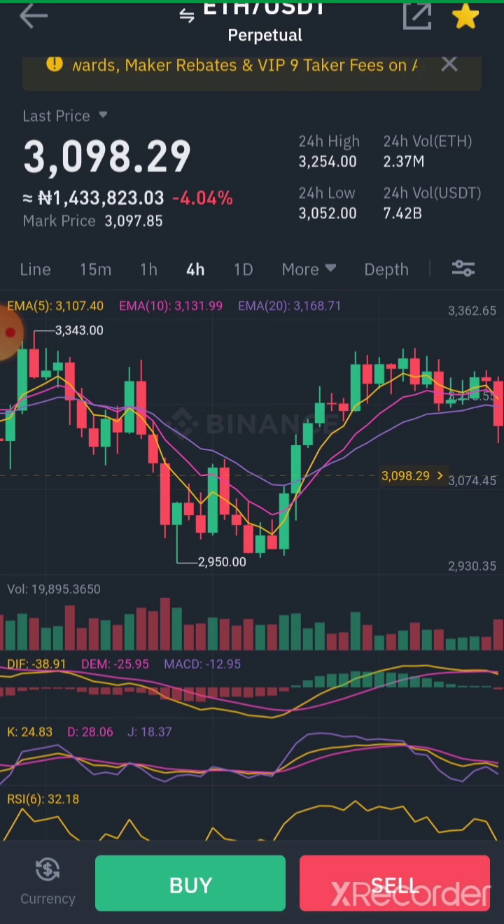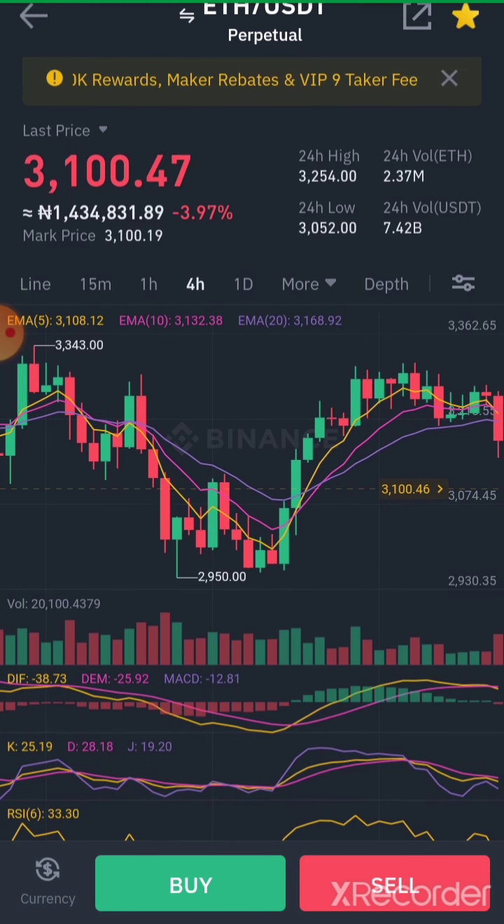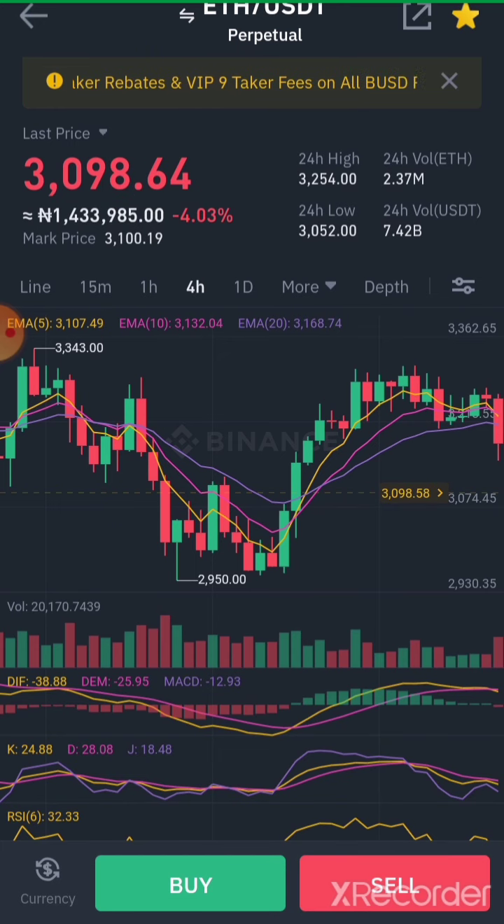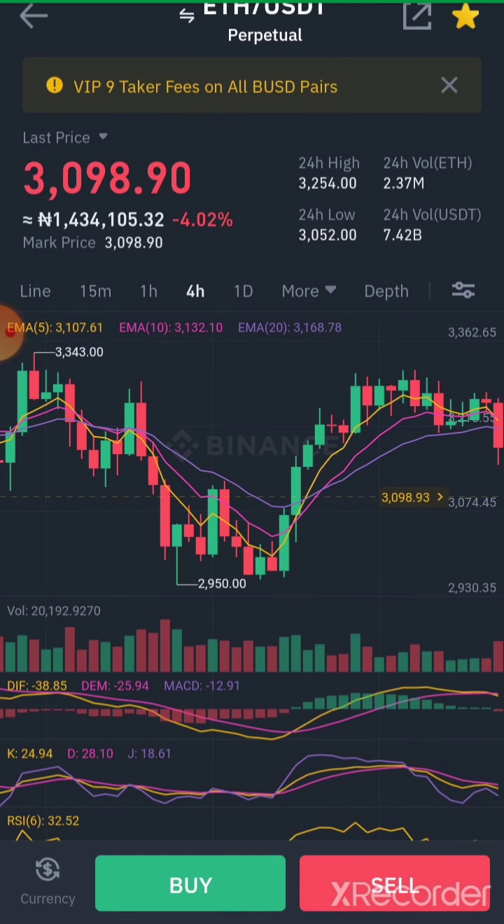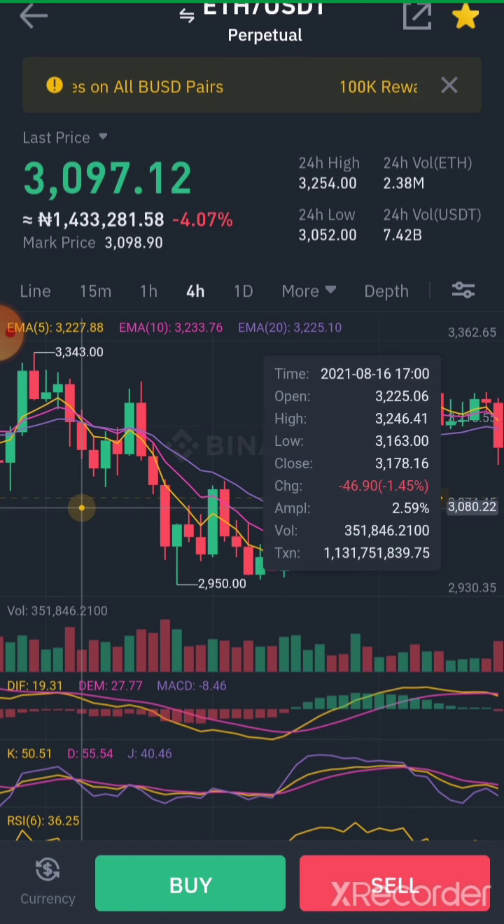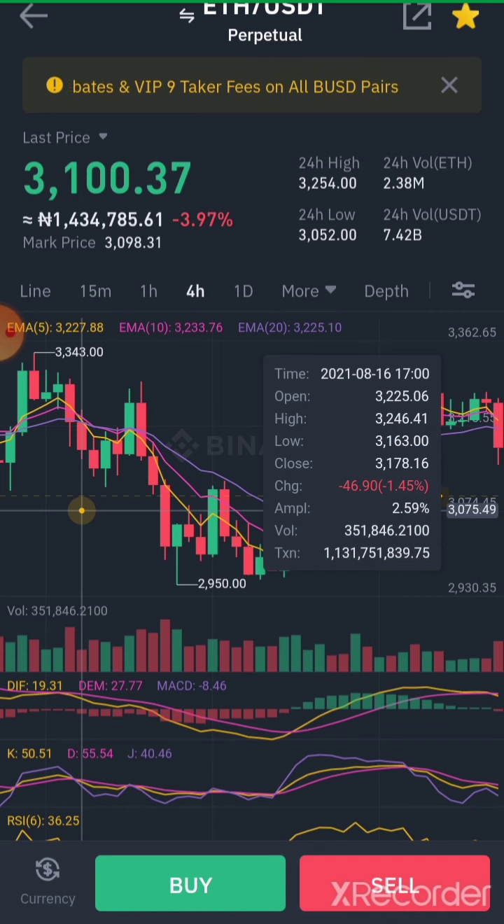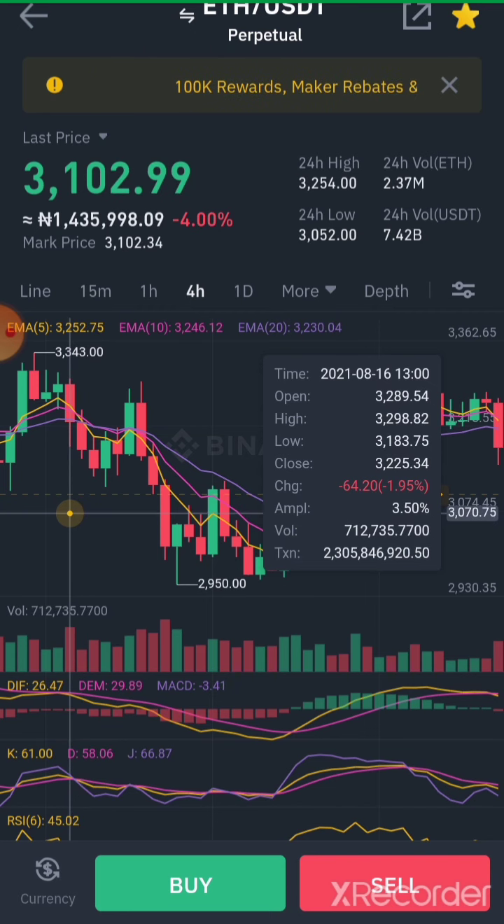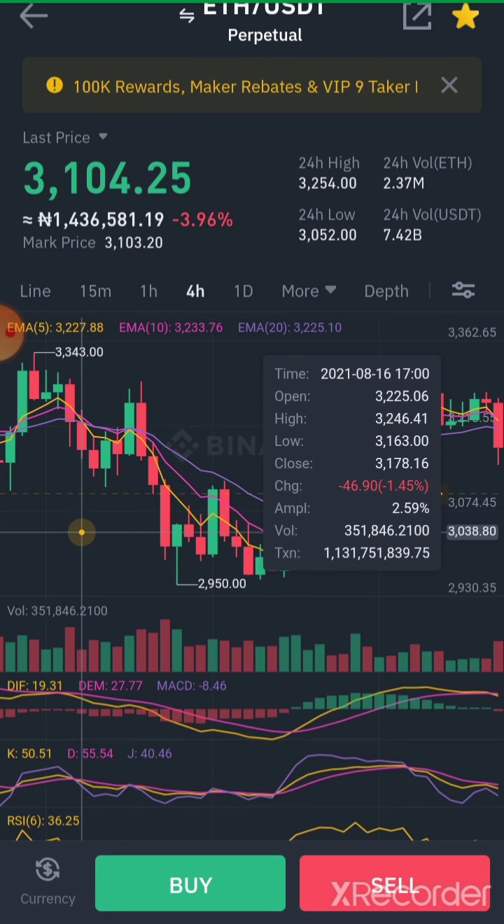The EMA 5 is the yellow line, which is the smaller exponential moving average. Then the EMA 10, which is the purple, the middle one. Then the EMA 20, which is the larger one. Now, what I want you to observe about these moving averages is that when you come to this place, there is a cross between the smaller moving average and the largest moving average, that's the EMA 5 and the EMA 20. Now, when this cross happened, look at the market direction.